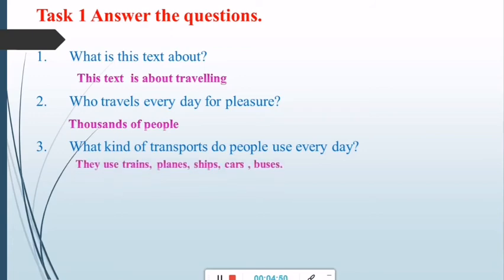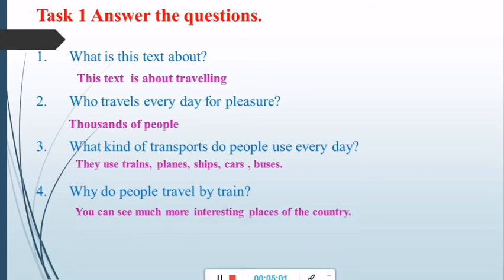Third question, what kind of transports do people use every day? They use trains, planes, ships, cars and buses. Good. Fourth question. Why do people travel by train? You can see much more interesting places of the country when you travel by train.